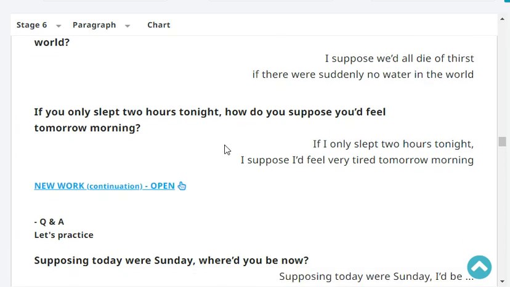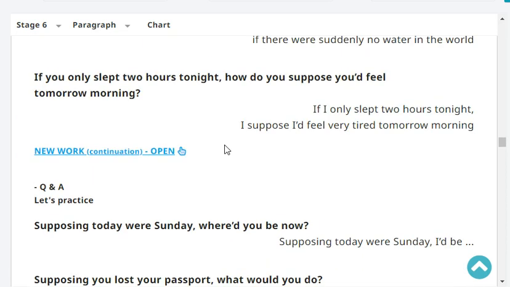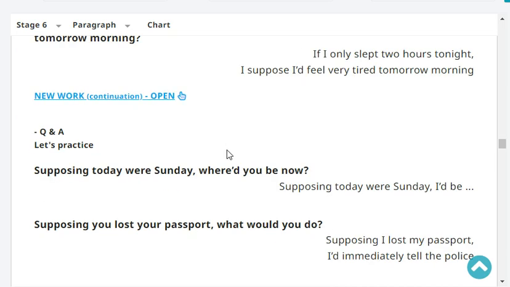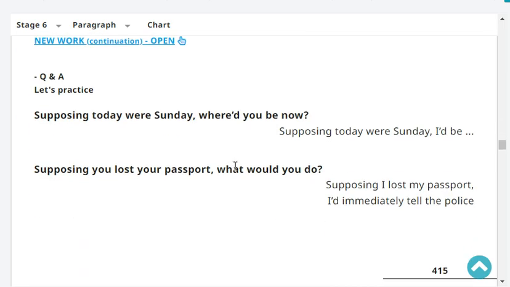If you only slept 2 hours tonight, how do you suppose you'd feel tomorrow morning? If I only slept 2 hours tonight, I suppose I'd feel very tired tomorrow morning. Right?